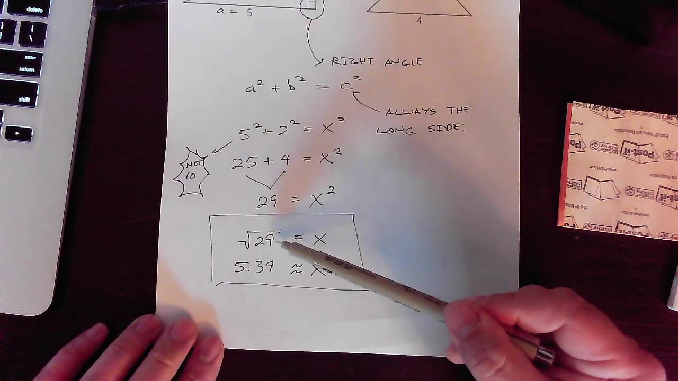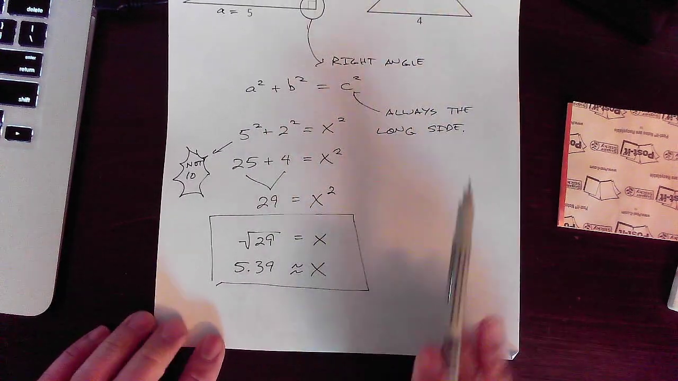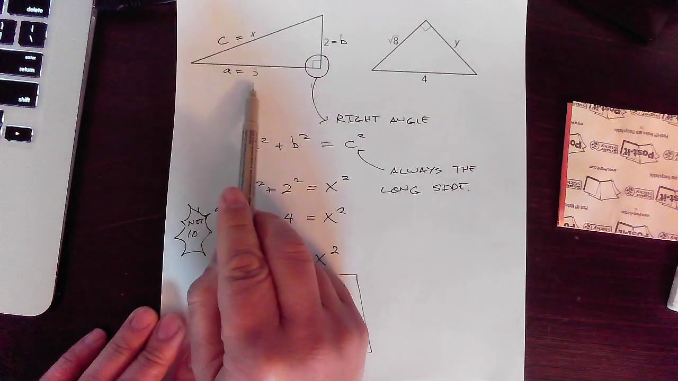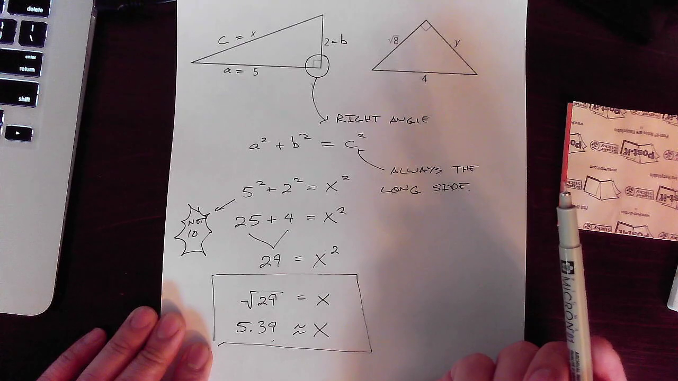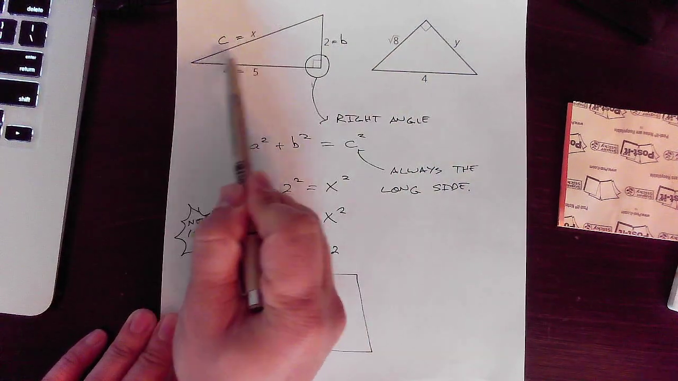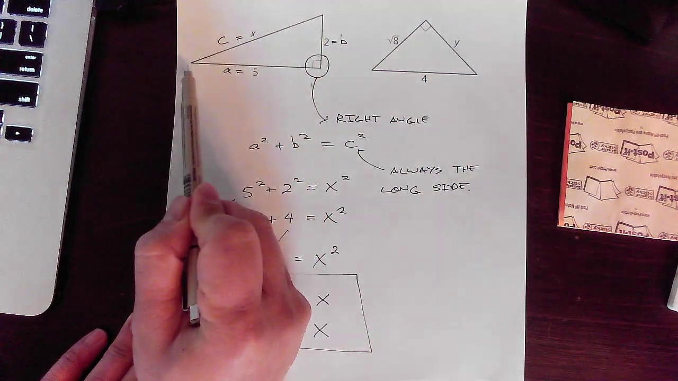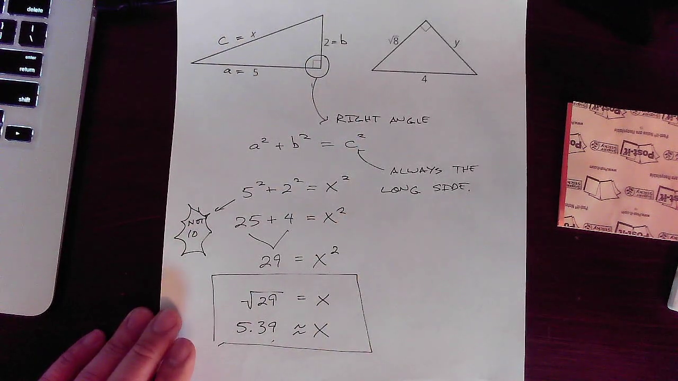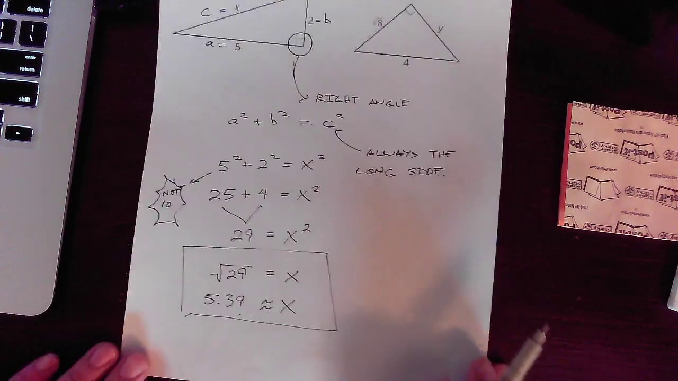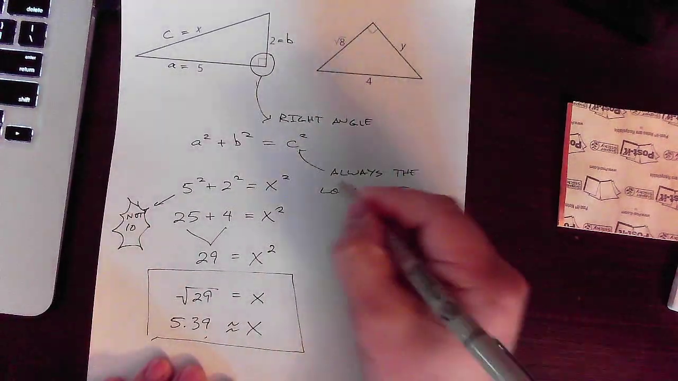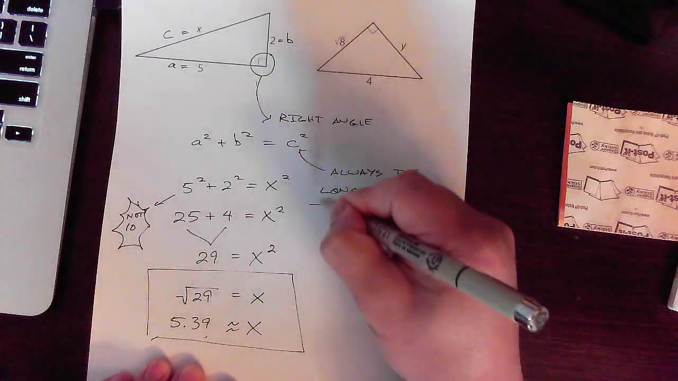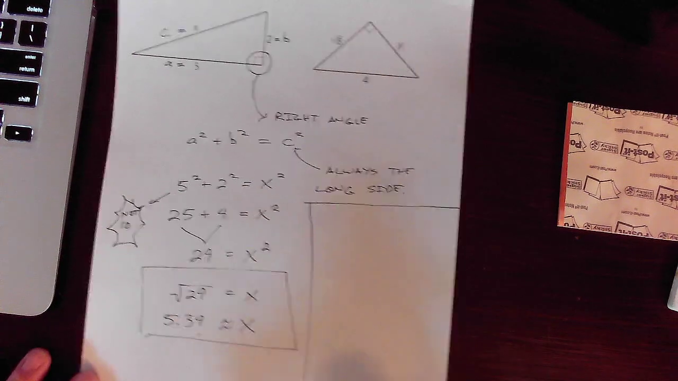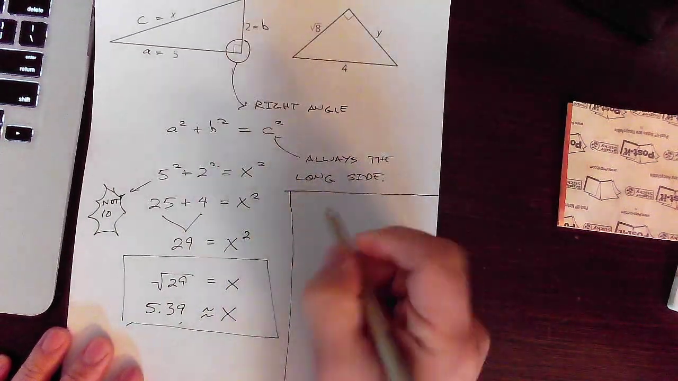So this one is the right answer, this one is a close answer, and let's check it too. 5.39 is just a little bit longer than this 5. And I hope that makes sense to you, that this length is a little bit longer than this one. All right, cool. Ooh, that took up a lot of space. I'm going to do this to stay organized.